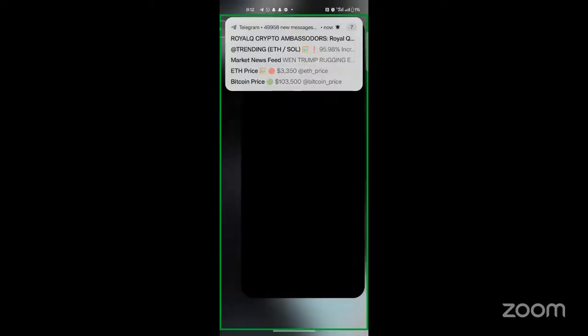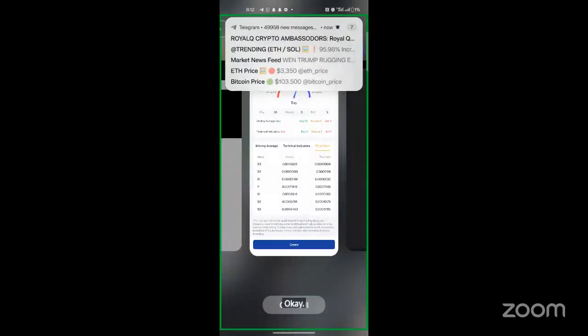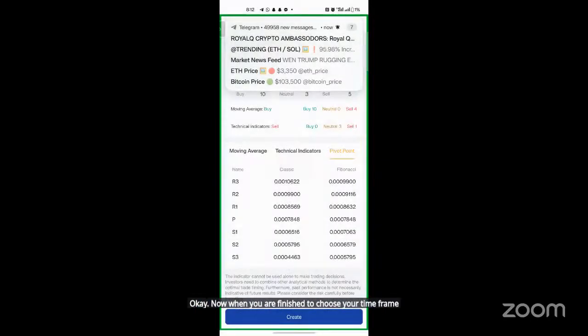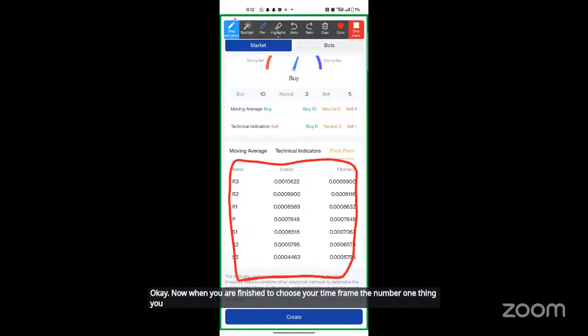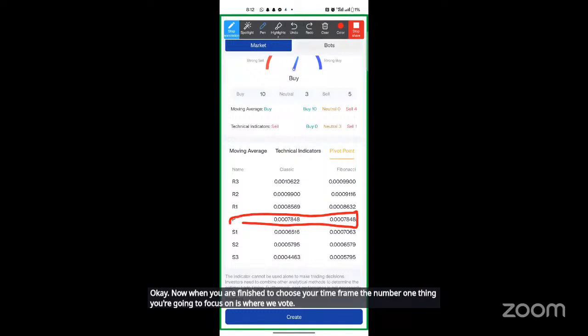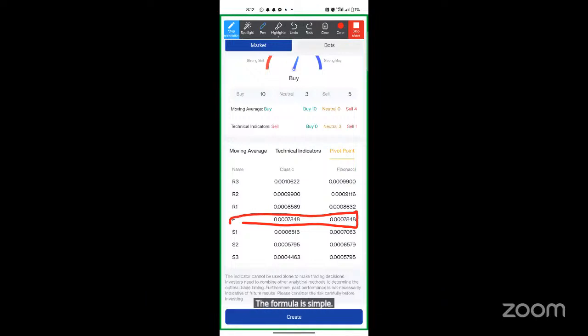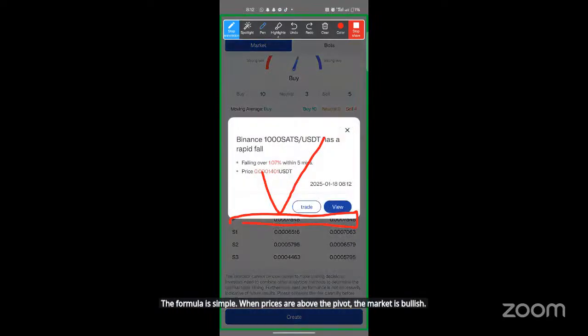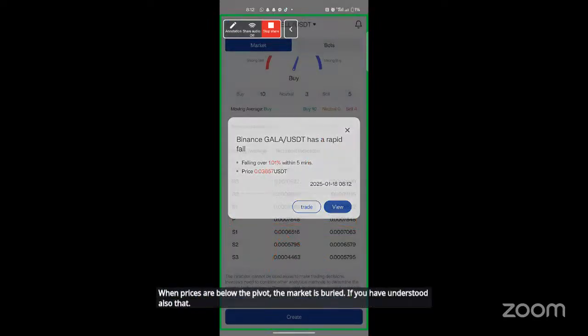Okay. Now, when you are finished to choose your time frame, the number one thing you are going to focus on is the pivot. Now, the formula is simple. When prices are above the pivot, the market is bullish. When prices are below the pivot, the market is bearish. If you have understood that, give me a 3 in the chat.